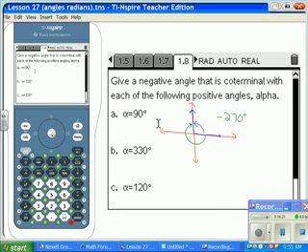The degrees is control apostrophe. So right next to your book, I believe. Control apostrophe, did that work?